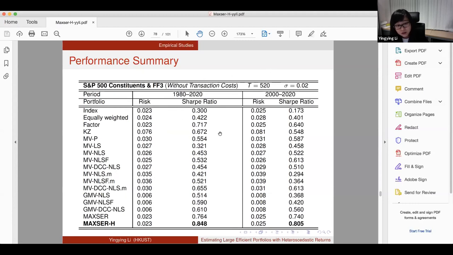And then this comparison has been done for a longer time period, 1980 to this year, as well as a shorter time period from 2000 to this year. So basically in the second panel, we also see similar comparisons. For example, the Sharpe ratio, other than MaxER, we also see a high Sharpe ratio of factor, and also here the mean variance, DCC nonlinear shrinkage with momentum as the input, and so on and so forth.